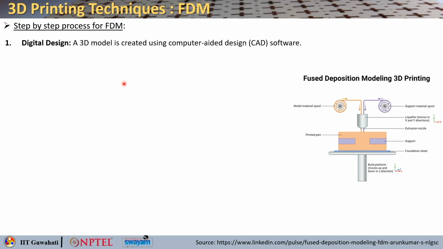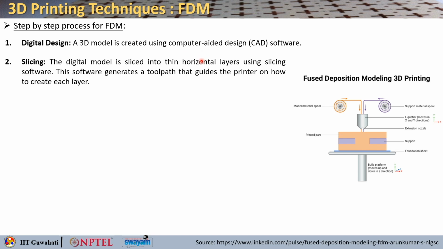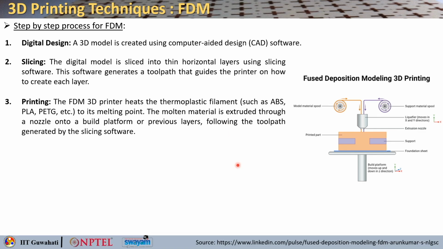So, how it works? So, this is the step by step process for FDM. So, you have the digital design. So, that is a 3D model that is created using a computer aided design or CAD software. Then you do the slicing. So, the digital model is basically sliced into thin horizontal layers using slicing software. So, this software basically generates a toolpath that guides the printer on how to create each layer. Okay. And then you have to do the printing.